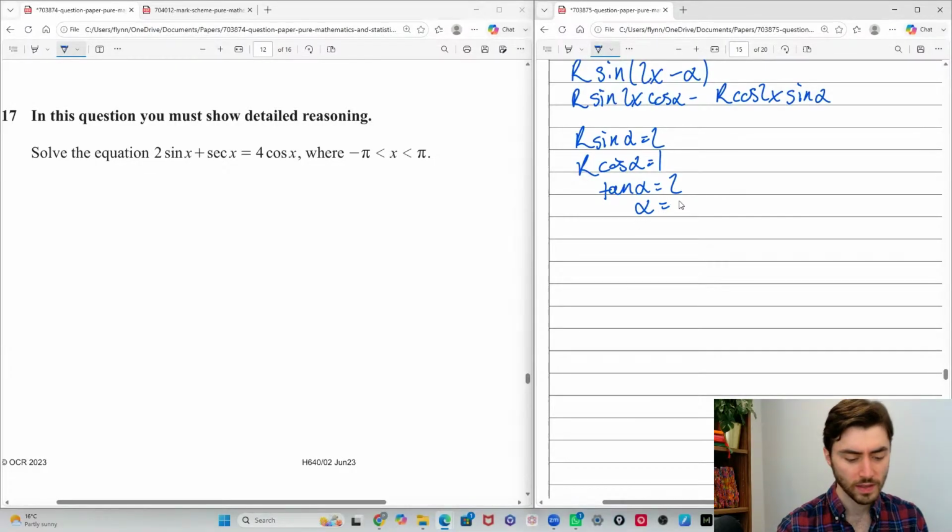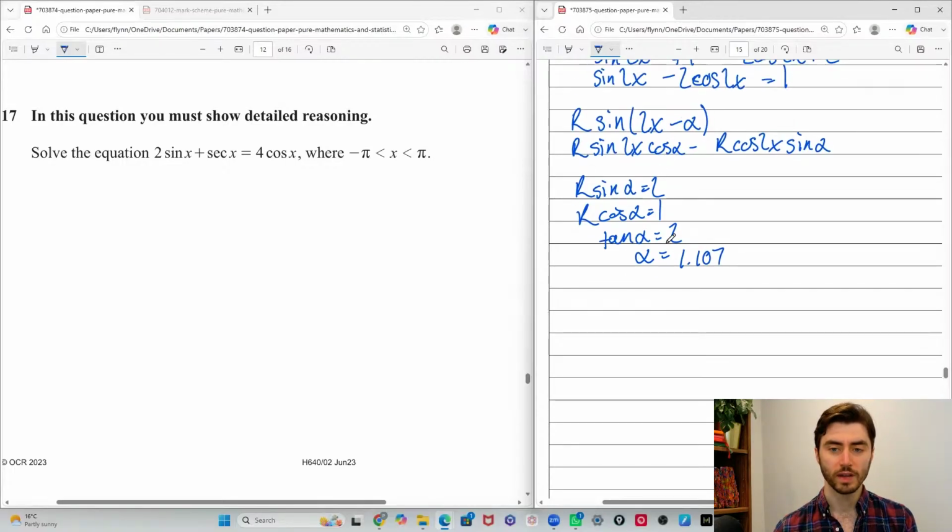So alpha equals, and this is in radians, so I need to make sure I'm in radians. So inverse tan of 2 is 1.107. And you get the r from squaring both and adding them together. So r squared is equal to 5, and r is equal to root 5.